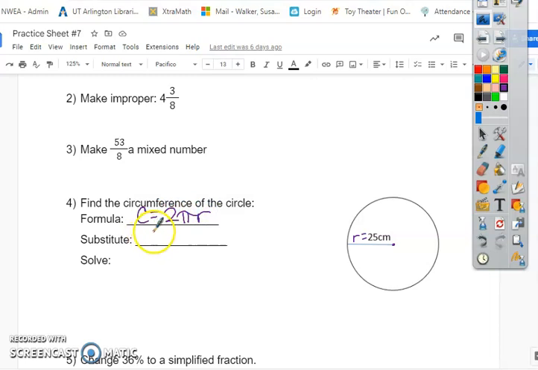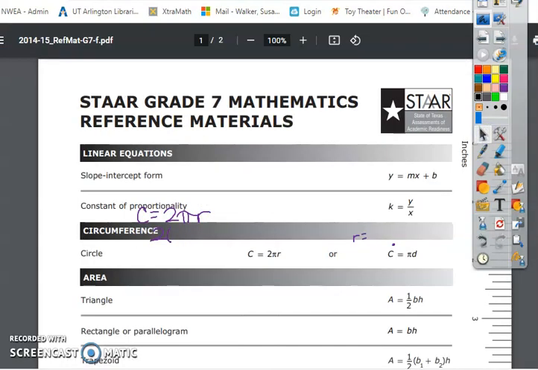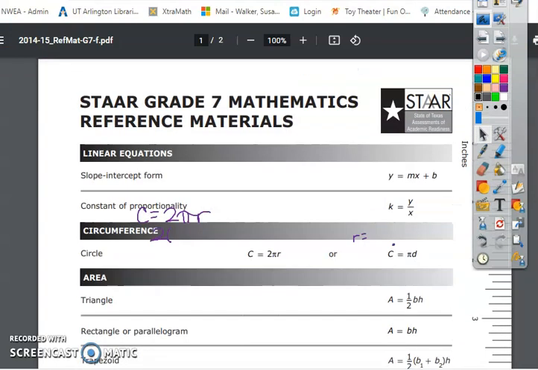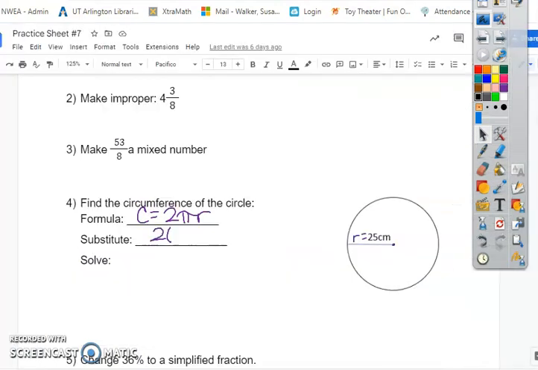So that means I'm going to multiply 2 times pi. Hopefully we know what pi is. Most of you do. If not, it's right there. It's about 3.14. And the radius is 25. Okay? So I have to multiply all 3 of these and make sure you move that decimal 2 times in. That is your job. Okay?